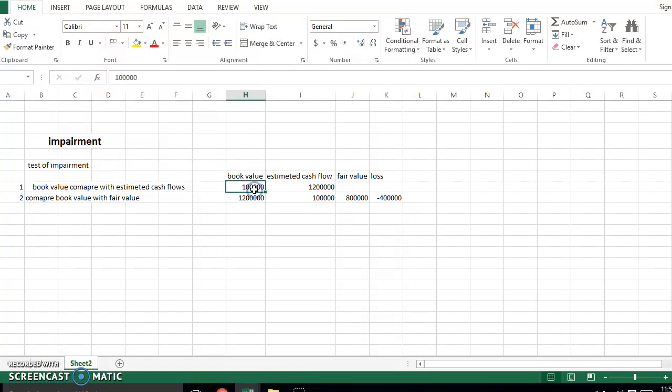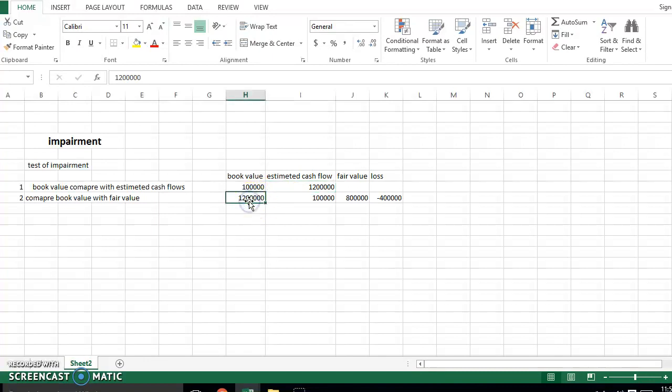So in this case, book value equals 1 lakh and the estimated cash flows are 1,20,000. It means estimated cash flows are greater than the book value. So in that case, it is an unsuccessful test, so we don't need to go further to the second step.